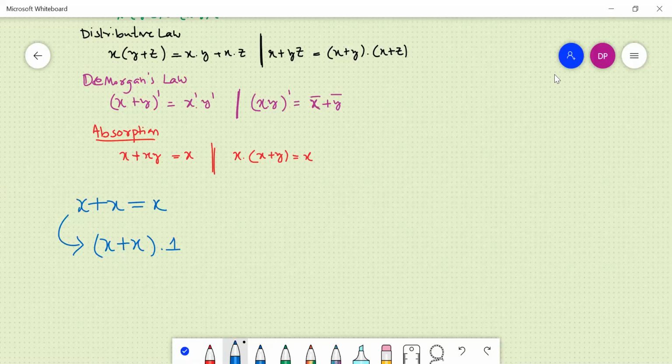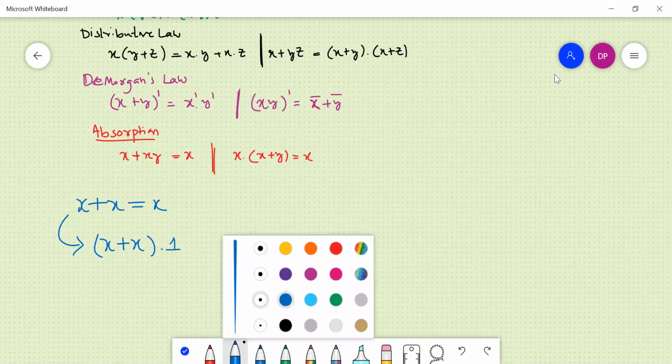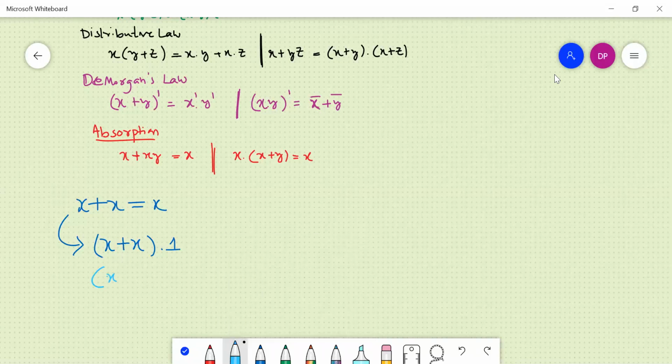Now this is x or with x, and the 1 we can write as x plus x complement. If x is 1, x complement is 0. If x is 0, x complement is 1. So it will always result in 1. Right, so we can write it in this way.